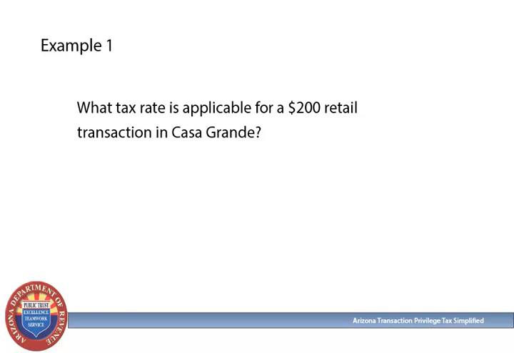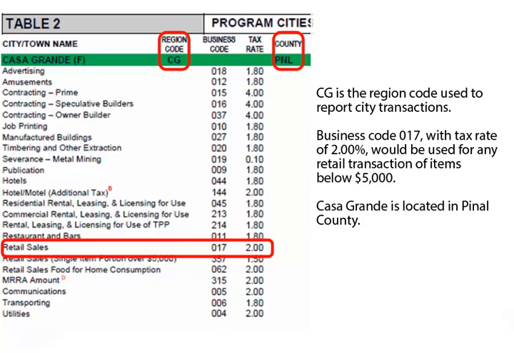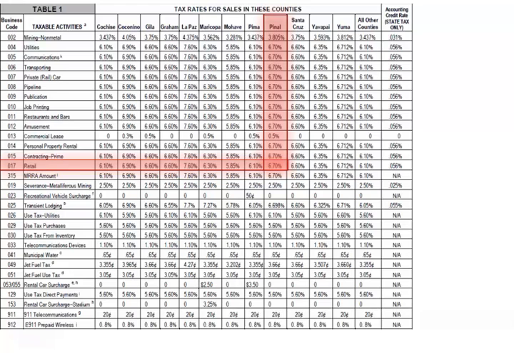Example 1. What rate of tax is applicable to a $200 retail transaction in Casa Grande? City TPT information from Table 2 shows that the region code of Casa Grande is CG. The business code of 017 would be used for any retail transactions of items below $5,000. The city tax rate for business code 017 is 2%. Also, Casa Grande is located in Pinal County. The combined state and county tax rate can be found at the intersection of the retail row and the Pinal County column. The rate is 6.7%.